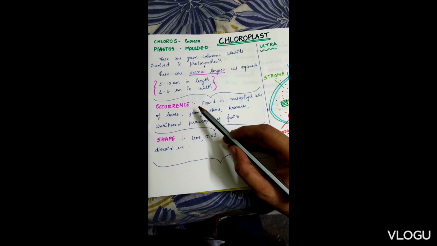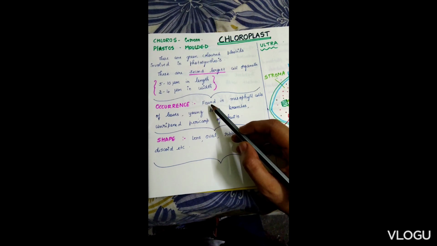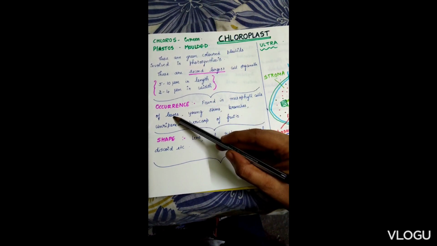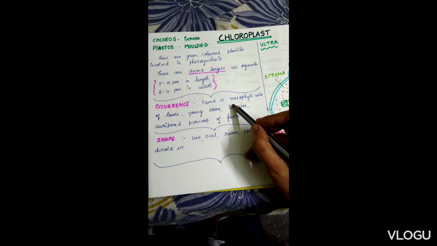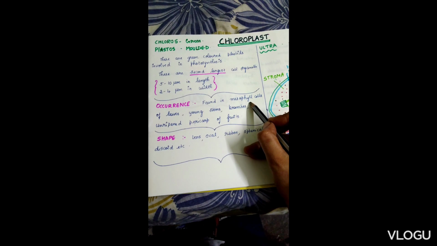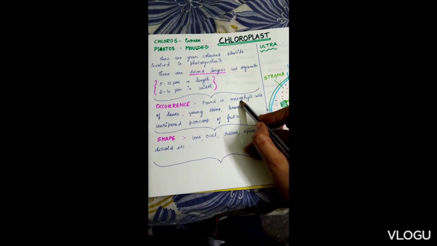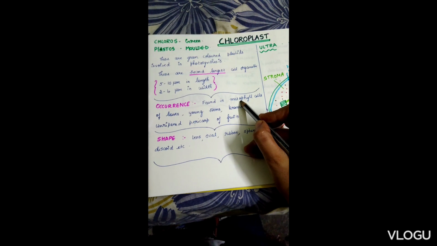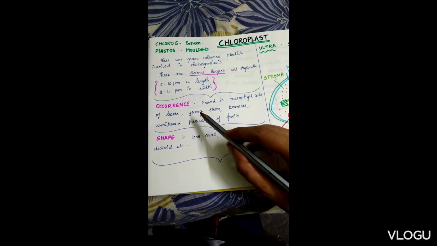Now occurrence, where chloroplast occurs. They are found in mesophyll cells of the leaves. Mostly chloroplast is found in the leaves. Where exactly in the leaves? Leaves have mesophyll cells, and in that cell, chloroplast is present. So the leaf helps in photosynthesis because of the presence of chloroplast.